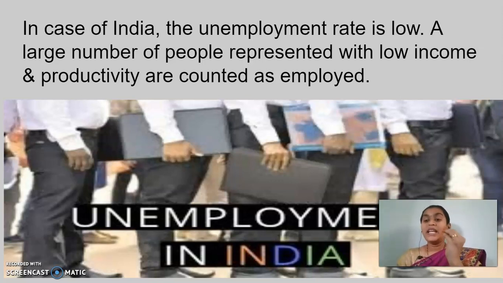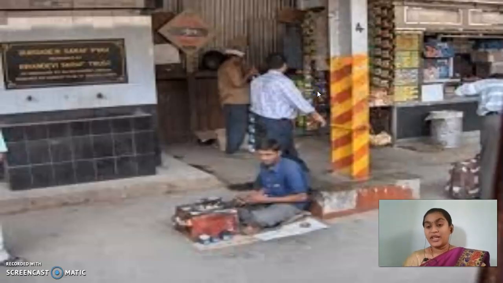Even if they are getting low income, the people are ready to work just to supplement. That is the reason even those people are considered employed people. So in India, that's the reason the unemployment rate is low, because the low-income people are also considered employed. For example, here they are talking about a shoe polisher on the roadside.